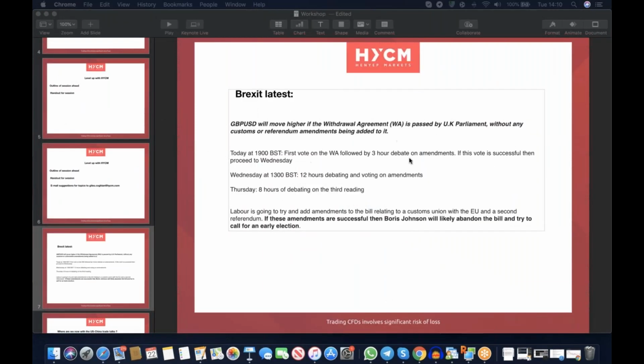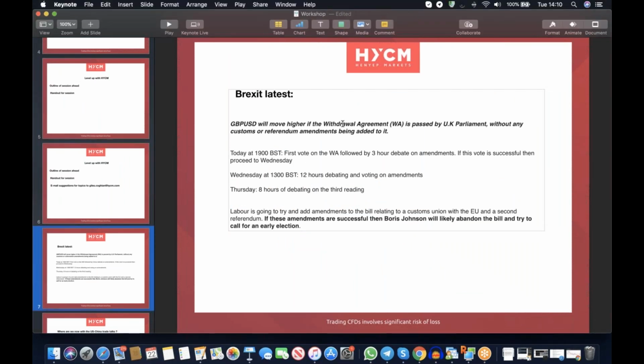And then there's this whole program that comes to it. This is the problem, because even if the withdrawal agreement gets passed tonight, you've got debates tomorrow for 12 hours and debates on Thursday for 8 hours. So there is quite a high chance that at some point during these 3 days, there's going to be a big sticking point. But that's the main thing to be looking at here at the moment with the pound. Obviously, there are a lot of headlines coming out, so we'll deal with that as well.